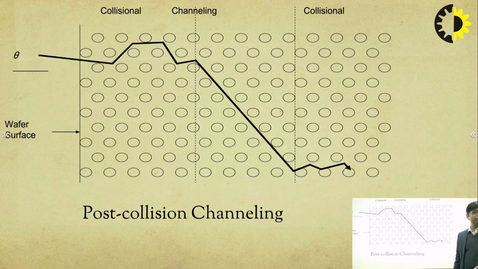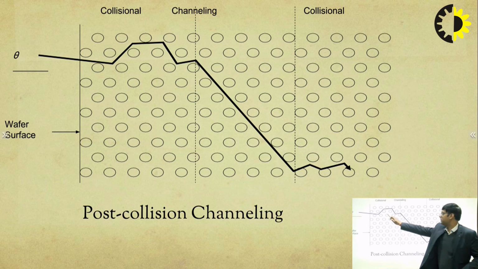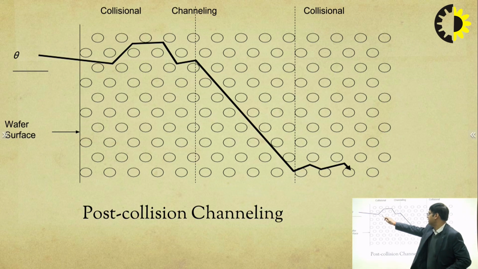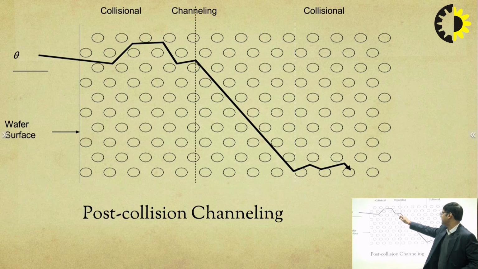Now this is an example of post collision channeling. It may also happen that initially our dopant ion has collided with one or a few of the host atoms, and after that it has taken a path in which it is not encountering any silicon atom. So here we can see in this first section, our dopant ion is colliding with the silicon atoms. First it is colliding with this silicon atom, then with this, and like this, then with this, and then with this.